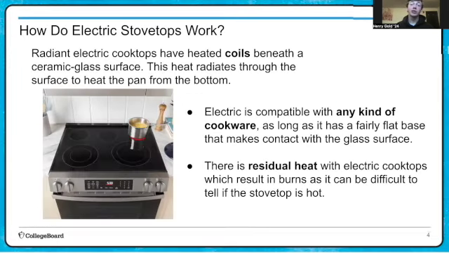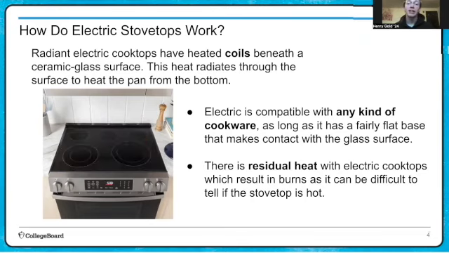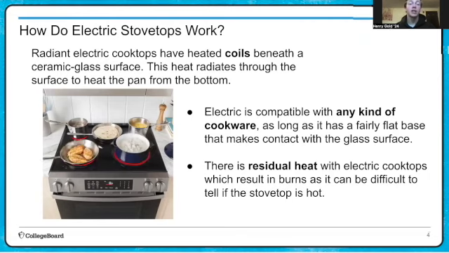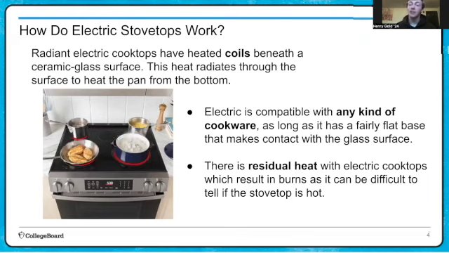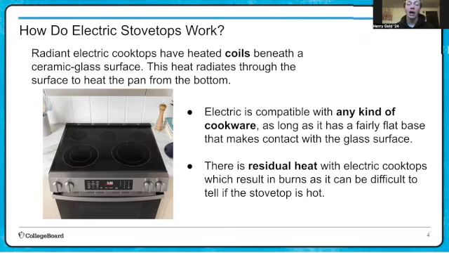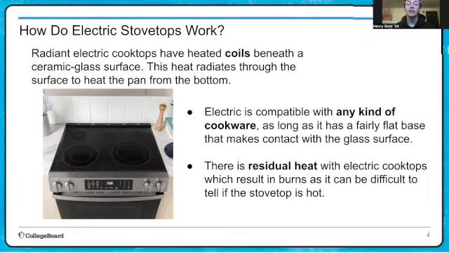So, how do electric stovetops work? Radiant electric cooktops have heated coils beneath a ceramic or glass surface. This heat radiates through the surface to heat the pan from the bottom. Electric is compatible with any kind of cookware, as long as it has a fairly flat base that makes contact with the glass surface. However, there is residual heat with electric cooktops, which results in burns, as it can be very difficult to tell if your stovetop is truly hot.